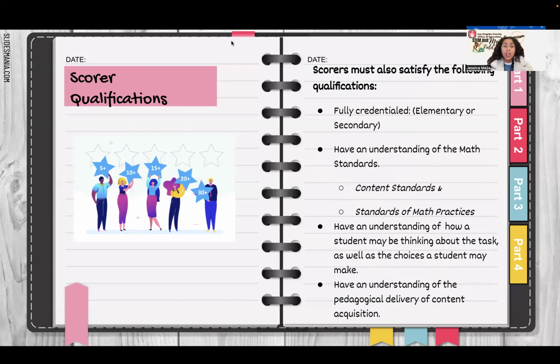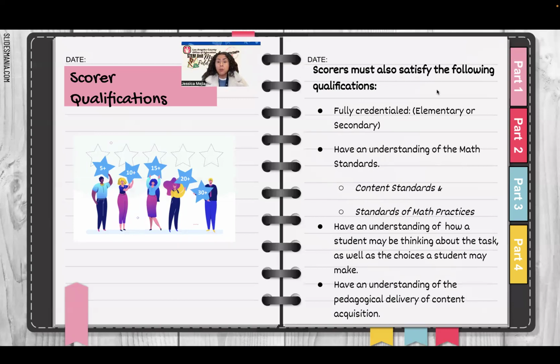So what are the qualifications of a scorer? Again, you must have either a single subject or a multi-subject credential. So we do need a fully credentialed individual or a volunteer for this position. And then you should have an understanding of what our math standards are, right? Our content standards and our standards of mathematical practice.